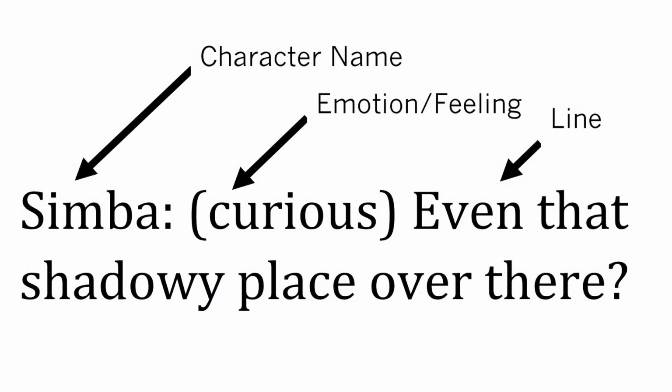And then the next line, delivered by Simba, Mufasa's lion cub son. Simba, we have our character name, is feeling very curious when he says this line. And Simba says, for his line delivery in a curious way, even that shadowy place over there? He's really curious about the part of the Pride Land in the shadows that he's never been able to visit.